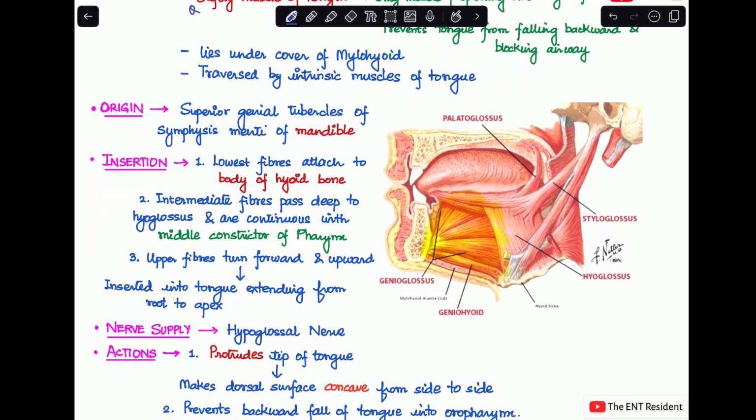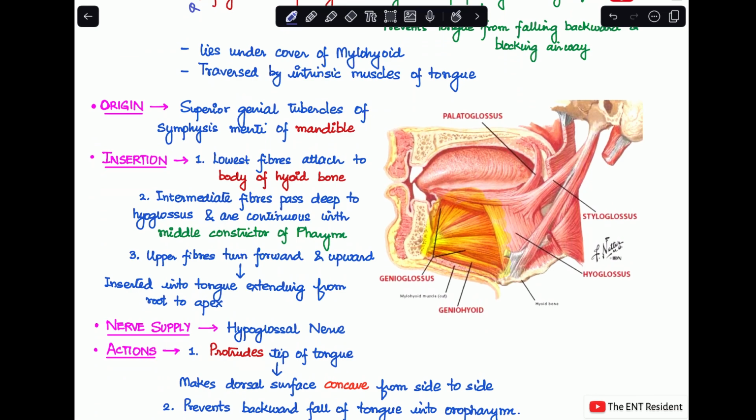Now, genioglossus is a muscle that lies under the cover of mylohyoid. You can see in the picture over here that this is the mylohyoid muscle, right? This is a cut section, like the mylohyoid has been cut and shown. But originally, there is mylohyoid over here, and underneath that is the genioglossus muscle.